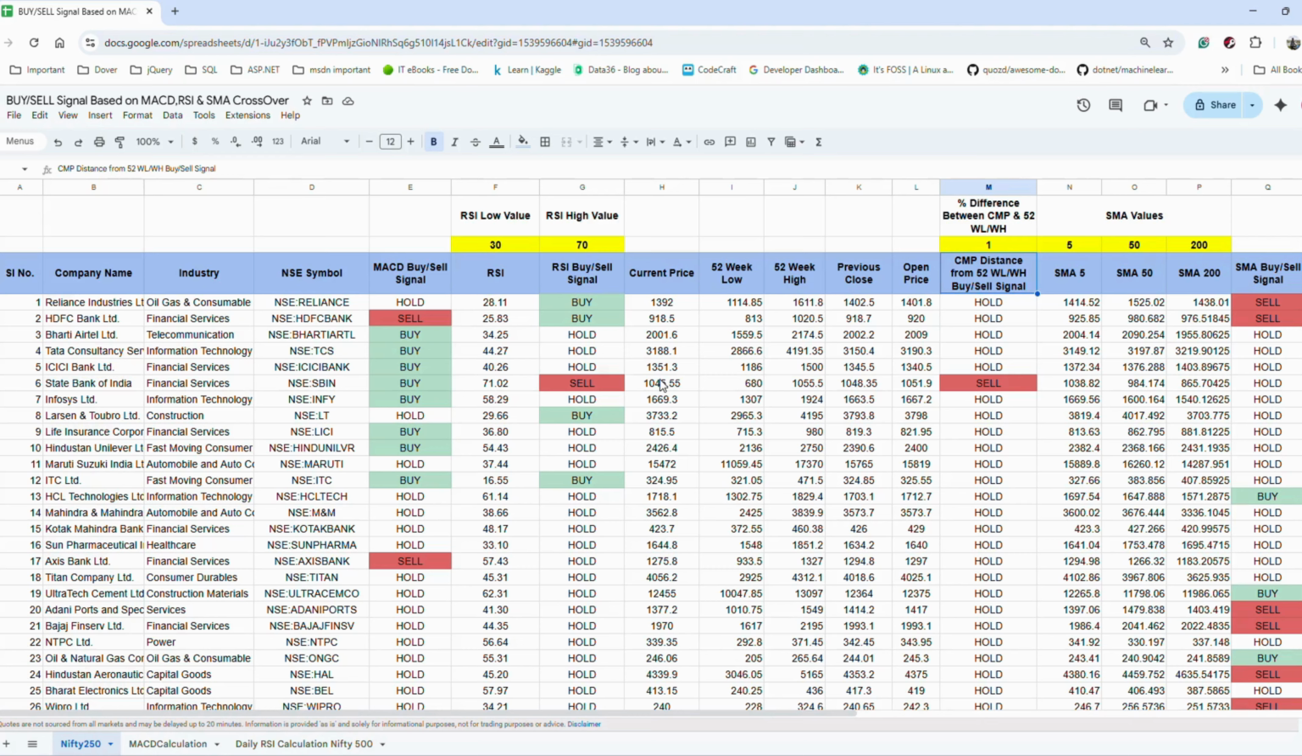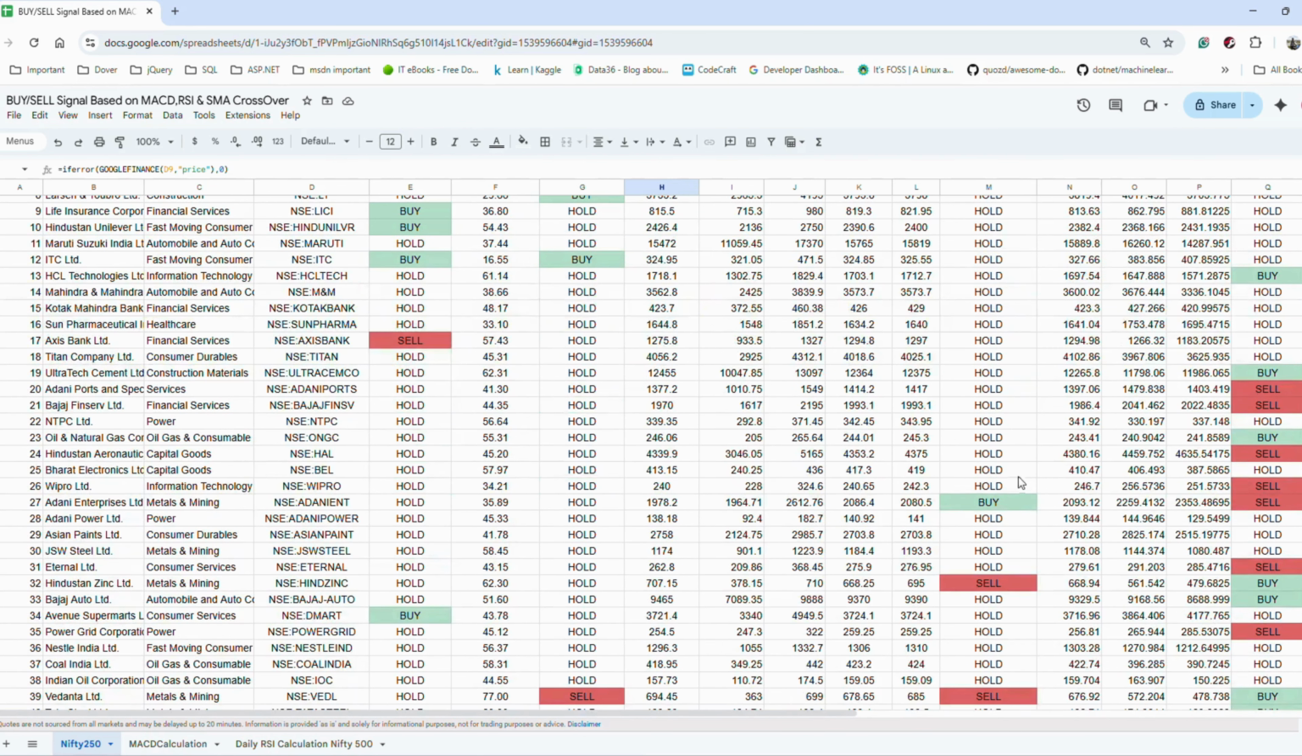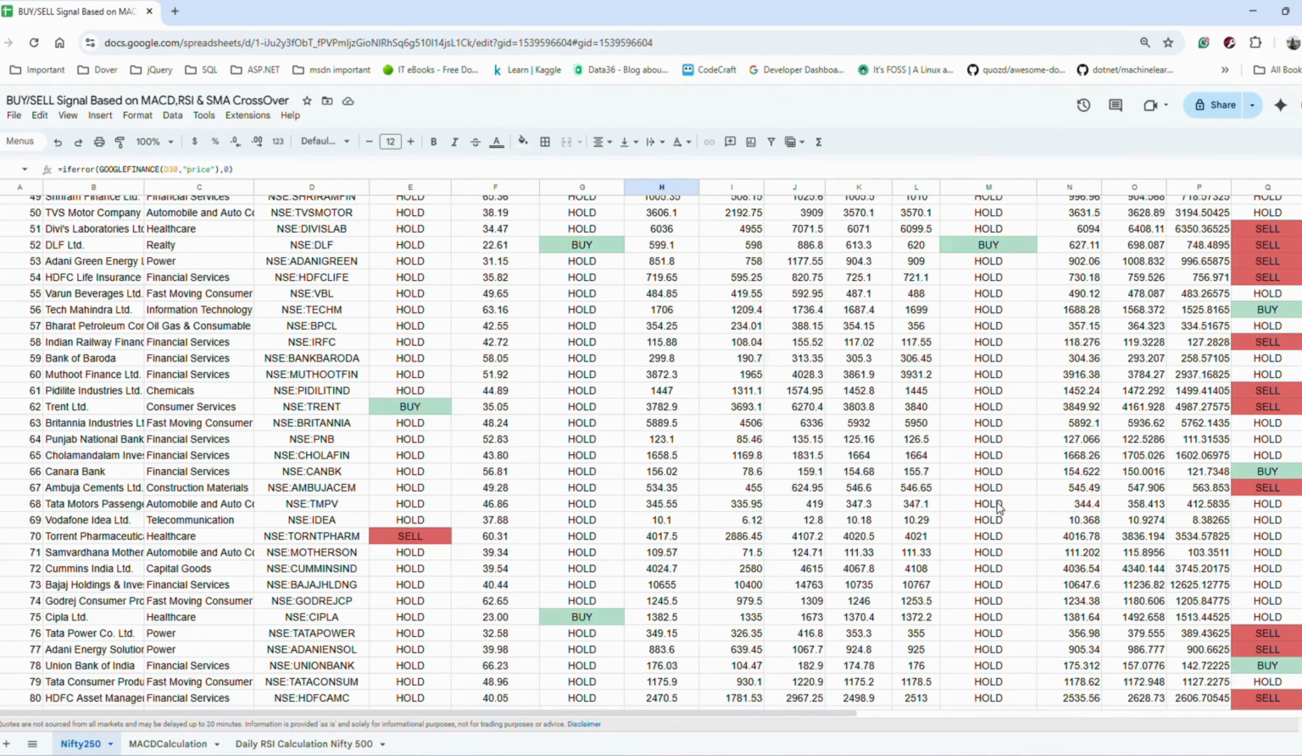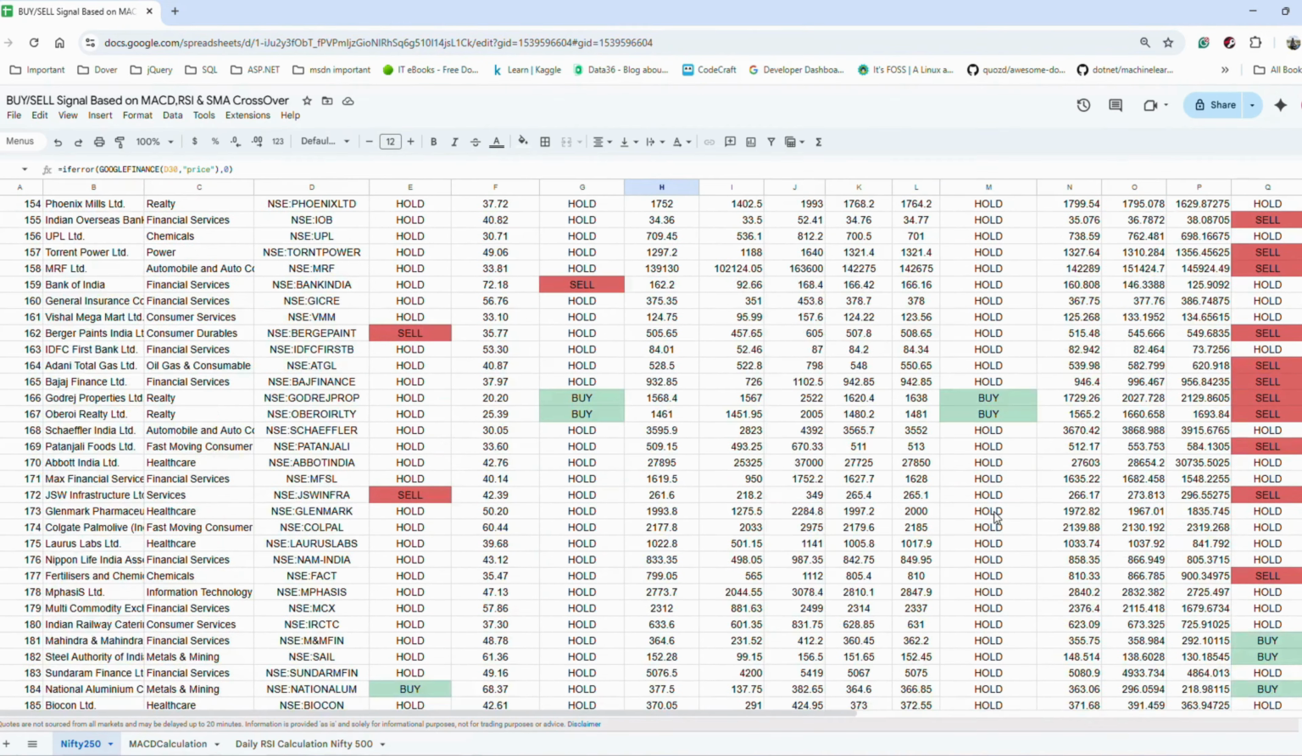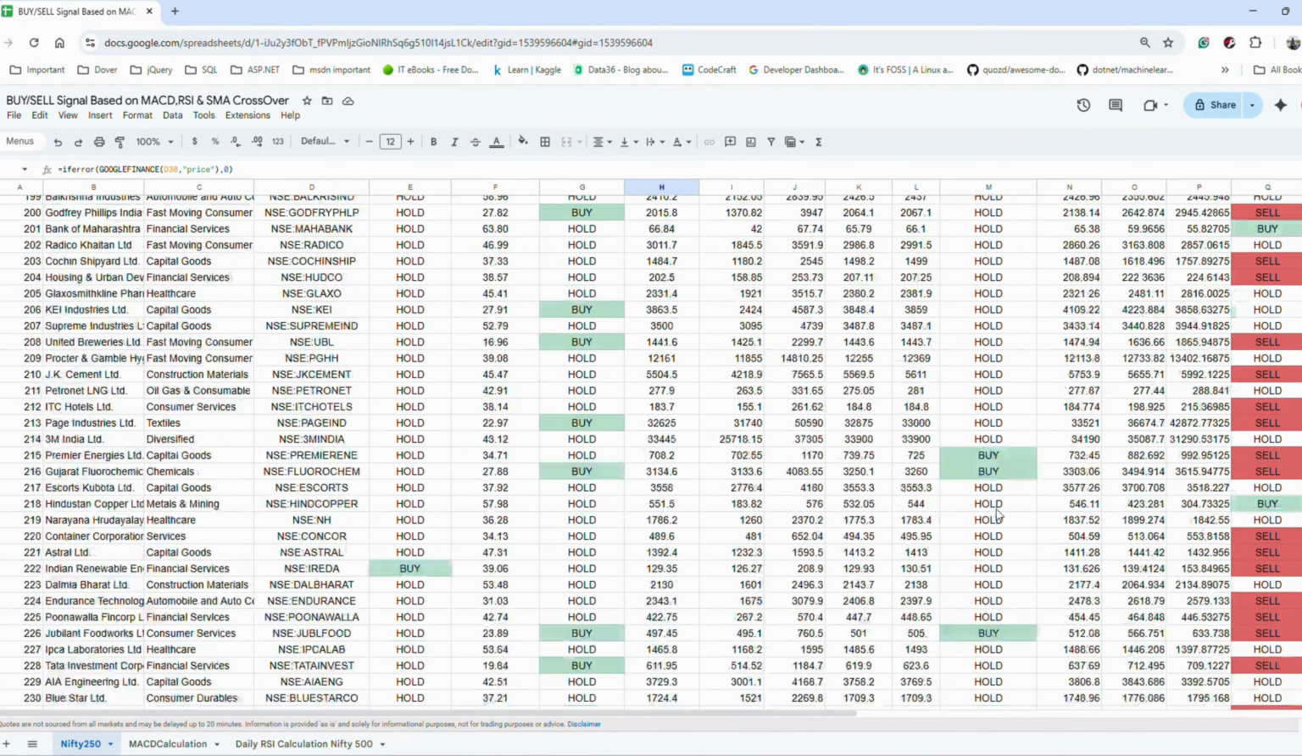As you can see, 1045 and 1055, it's very near to its 52-week high, and that's why it's a sell signal. And as you can see, Adani at 1978 is very near to its 52-week low of 1964. That's why it's a buy signal. Similarly, you will get this for all the Nifty 250 stocks.